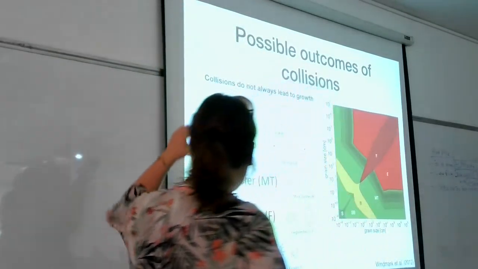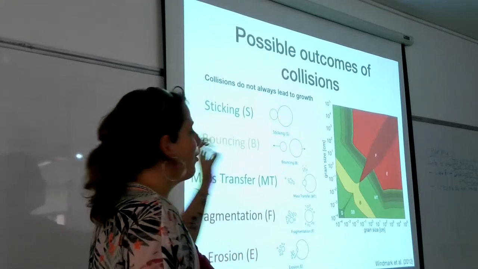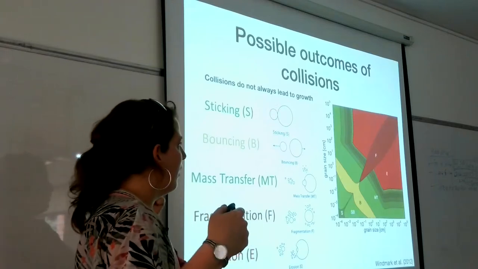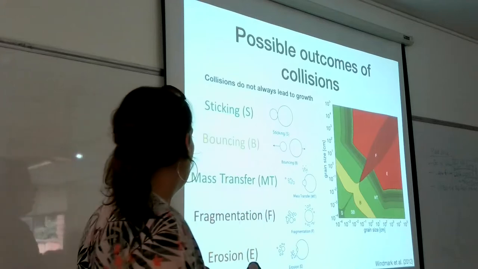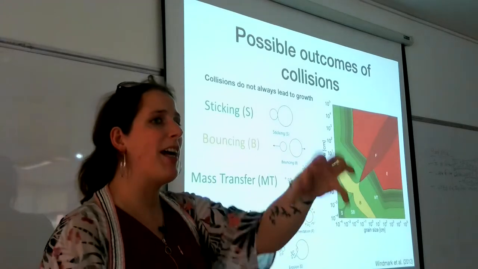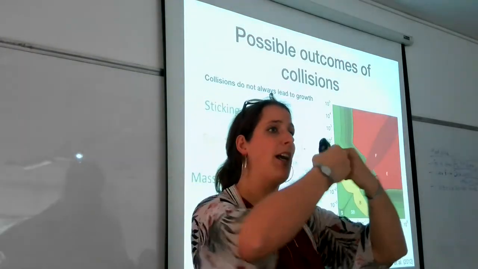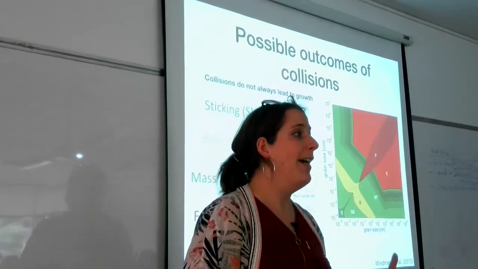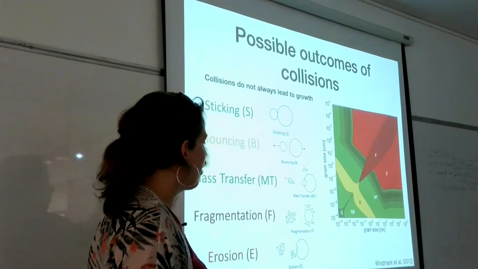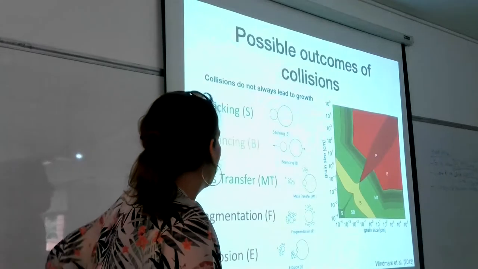So when two particles collide, there are actually different possibilities. Of course, in the ideal case, they just stick together. It's also possible when two particles collide that they bounce off each other. There could be mass transfer, so things collide and part of the mass ends up on the other particle. Fragmentation: you could have two particles collide and then everything just goes into fragments. So in that case, you actually decrease your particle sizes. And finally, erosion, where small particles erode the surface of a larger particle and slowly make it smaller.